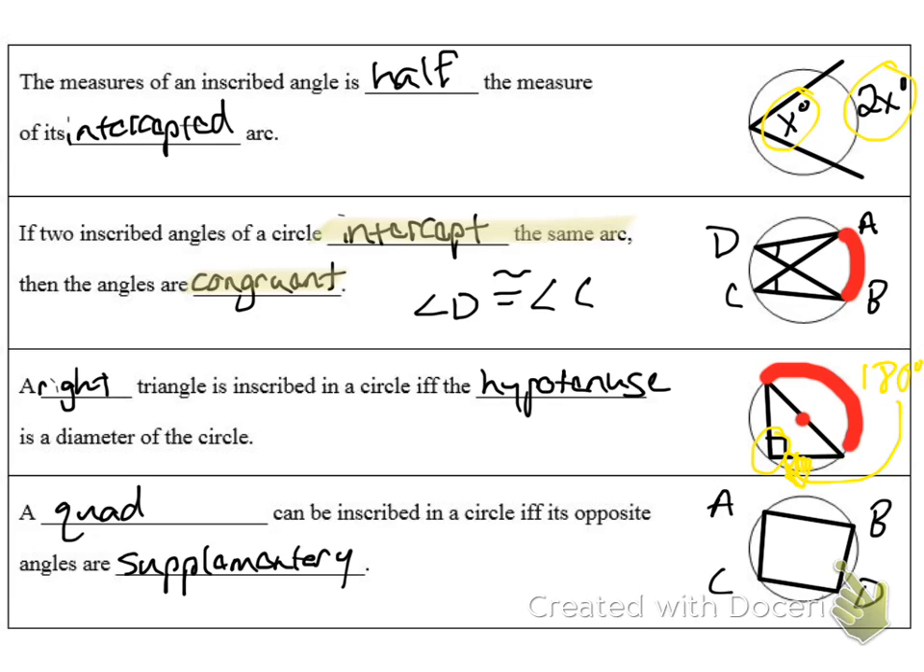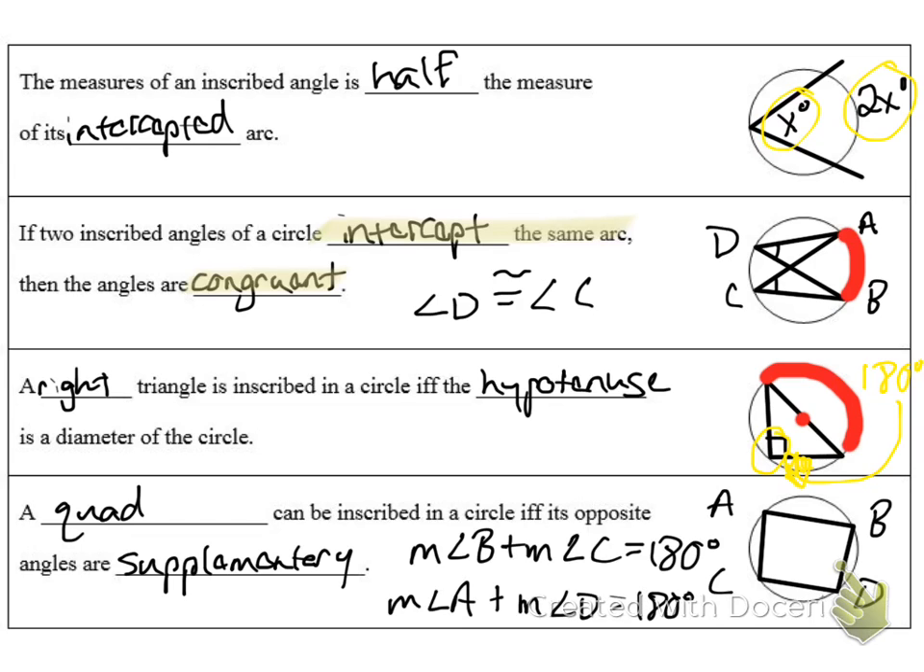What this is saying is that the opposite angles are supplementary. Pretty simple enough. Let me use proper notation if this is going to be on YouTube for people to judge. The measure of angle B plus the measure of angle C equals 180 degrees, and the measure of angle A plus the measure of angle D equals 180 degrees. That's all it's really saying. If a quadrilateral is inscribed in a circle, then those opposite angles are supplementary. And it goes the other way: if a quadrilateral's opposite angles are supplementary, yes, it can be inscribed in a circle.